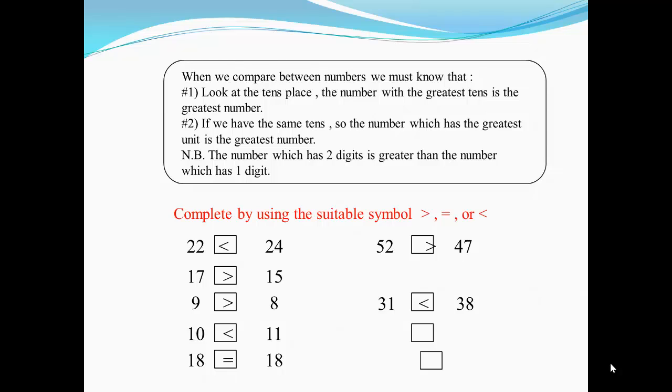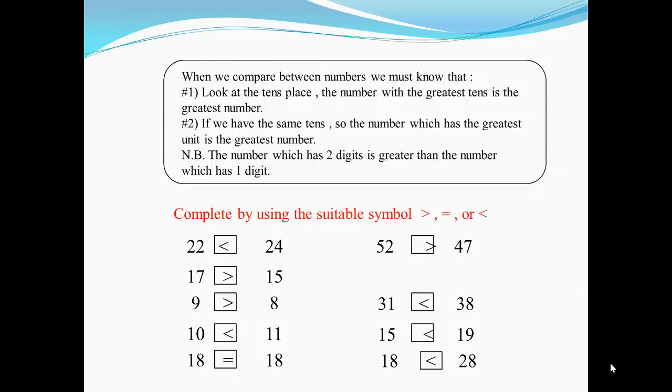Then, 31 and 38, which is greater? Same tens, so I look to the ones. Here I have one ones and eight ones. For sure, I will select 38, which is the greatest number. So 38 is greater than 31, or I can read it 31 is smaller than 38. 15 and 19, which one is greater? For sure the number which has the greatest ones, because they have the same tens. 18 and 28. Now, first, they have different tens, so I take the greatest tens, which is 2 or 1. For sure, 2 is greater than 1, so 28 is greater than 18.